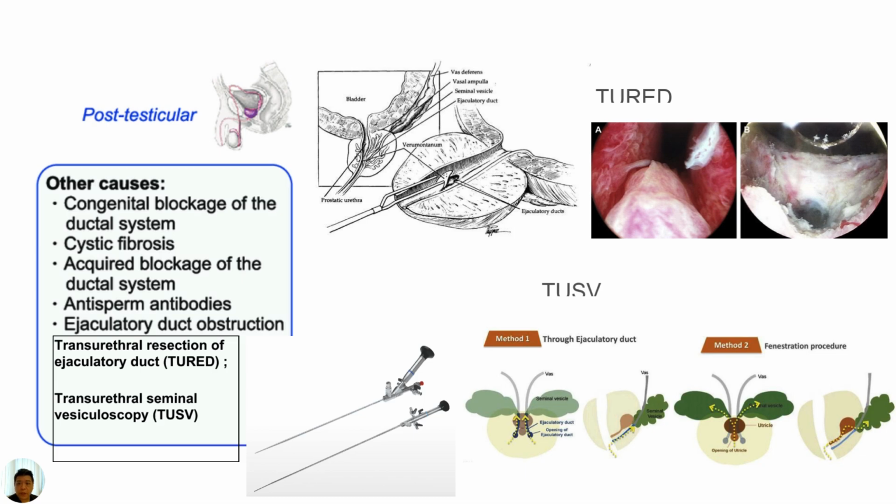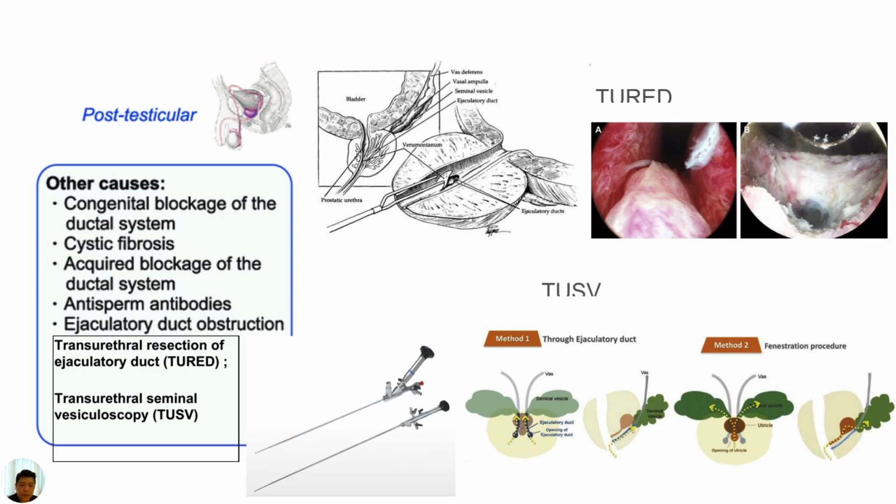For the post-testicular cause, blockage of the ductal system, either congenital or acquired, is quite common. If there is ejaculatory duct obstruction, in the old days we would do a transurethral resection of the ejaculatory duct to deobstruct the ductal system. Nowadays, we will do a minimally invasive transurethral seminal vesiculoscopy with a thin URS through the ejaculatory duct opening.